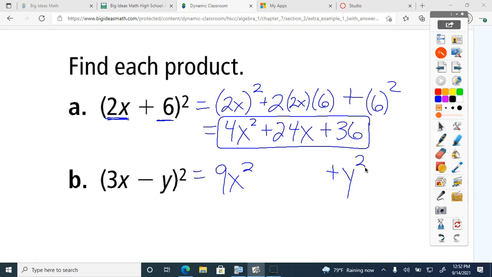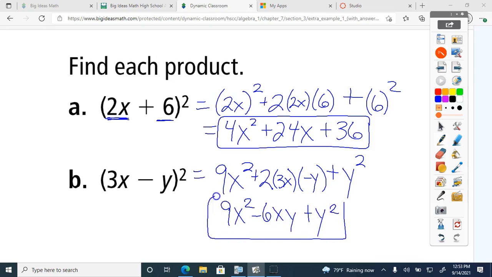This is why I want you to write it down. Because if you write it down, it's less chance of you missing it. Here, you're trying to say 9, but it's not 9. It's 2 times the two terms. So one of the terms is 3x. One of the terms is negative y. So 9x squared, 2 times 3 times negative 1, negative 6xy plus y squared. Okay?